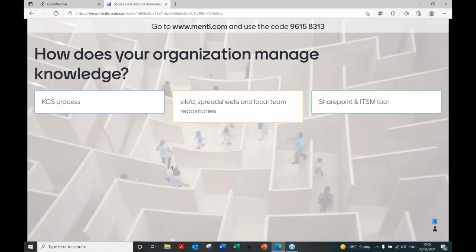So here's the poll. If you'd like to, just go to Menti and respond to the question, how does your organization manage knowledge? You can respond with a technical response, that's fine. Or you can respond with a value statement. They're fantastic, they're rubbish, whatever you like. Or you can say, I don't know. If you don't know, that's fine. Just type in, I don't know. I'll give you 15 or so seconds to do that. We've already got some great examples up there.